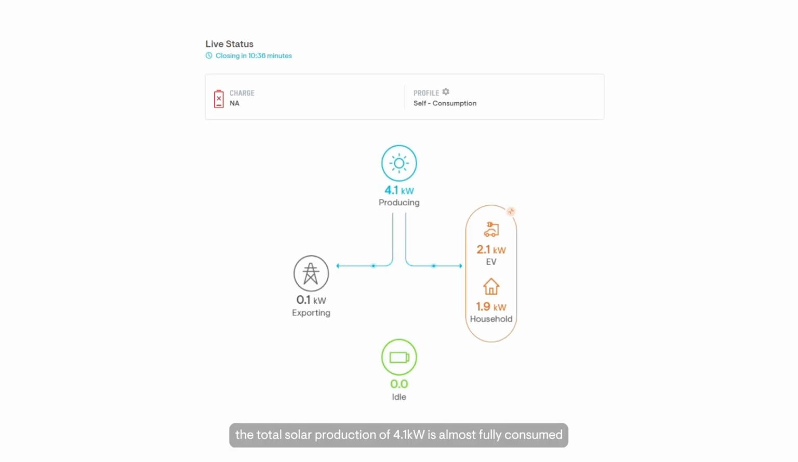Here, the total solar production of 4.1 kilowatts is almost fully consumed by the EV and household, with only 0.1 kilowatts being exported. The household consumption now reduces to 1.6 kilowatts, and the export increases to 0.4 kilowatts. The EV charger adjusts to the available surplus solar power within 30 seconds and charges at a rate of 2.3 kilowatts.